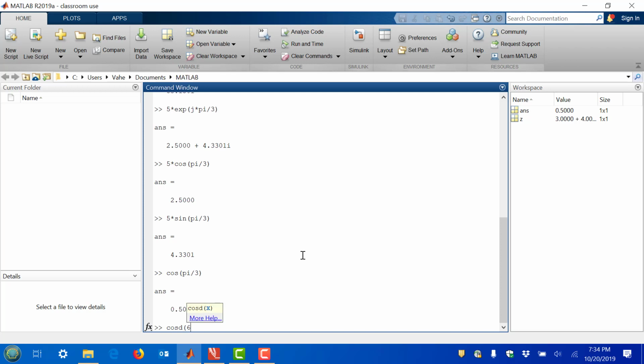So you can say cos d 60. Okay, that should give you the same result, a half. So you can use cos or cos d. When you say cos, it expects radians. When you say cos d, you can actually put degrees in there.